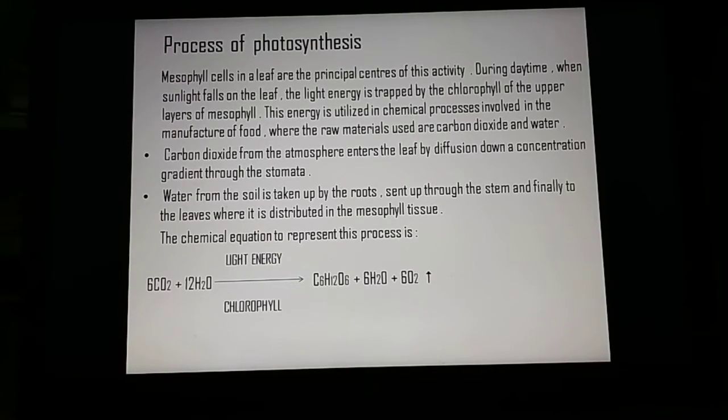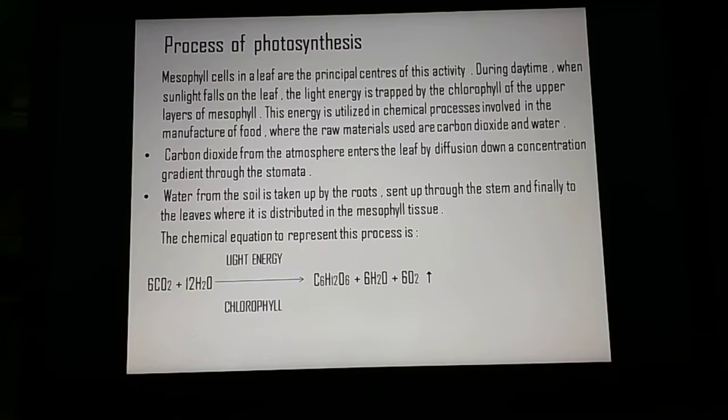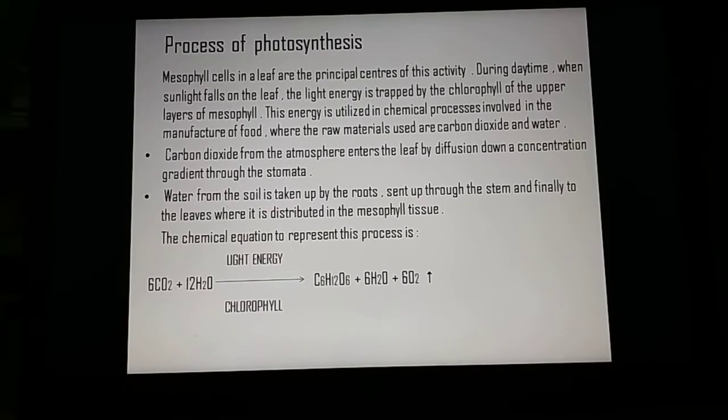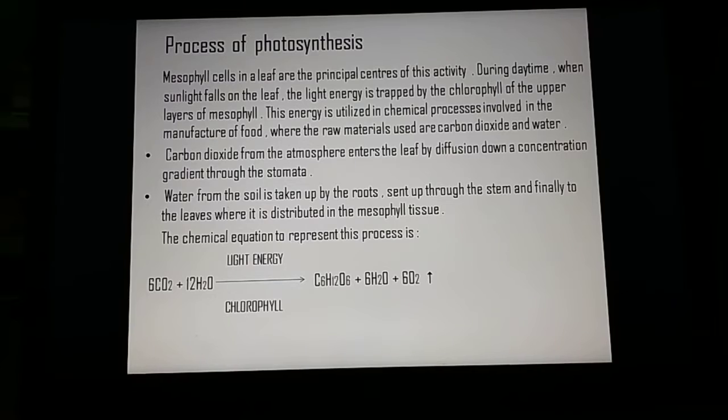Mesophyll cells in a leaf are the principal centers of this activity. During daytime, when sunlight falls on the leaf, the light energy is trapped by the chlorophyll of the upper layers of mesophyll. This energy is utilized in the chemical process involved in the manufacture of food, where the raw materials used are carbon dioxide and water. Carbon dioxide from the atmosphere enters the leaf by diffusion down a concentration gradient through the stomata, and water from the soil is taken up by the roots, sent up through the stem, and finally to the leaves, where it is distributed in the mesophyll tissue.